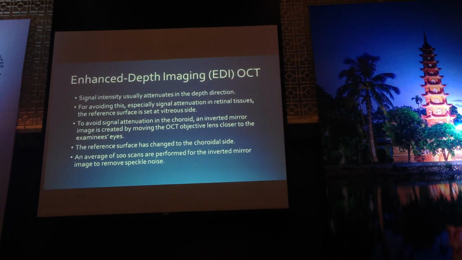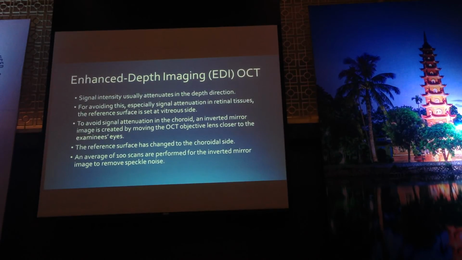Now we're going to move to the next big thing for the OCT. We call it the enhanced depth, or EDI OCT. Basically, if you perform the OCT scan for the retinal tissues, the signal intensity usually attenuates in the depth direction. I mean, if the tissue is farther away from the OCT machine, the image quality is fading, right? This is the basic concept.